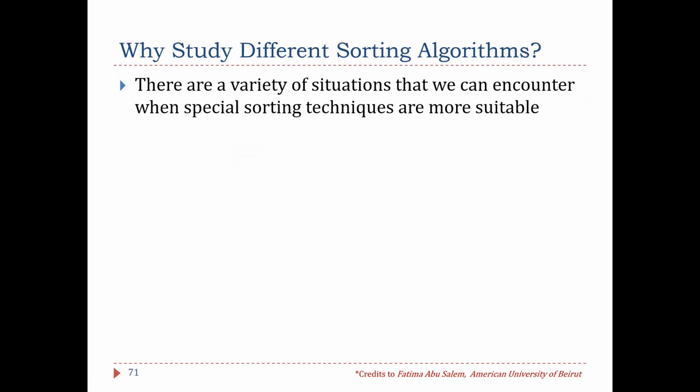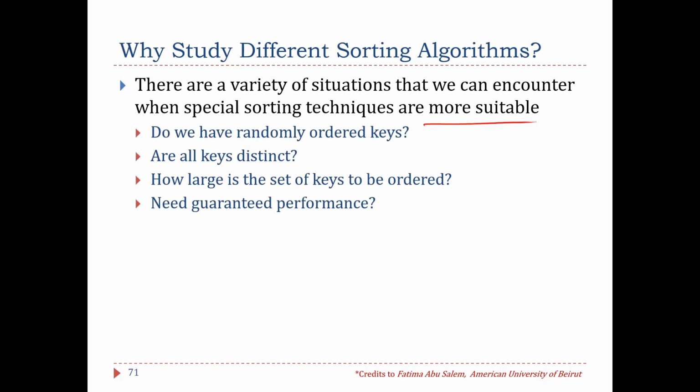Because there are a variety of situations that we may encounter when special sorting techniques are more suitable. More suitable means more efficient in terms of consumed memory space or consumed execution time. It means in terms of time or space complexity. So it depends whether the values that exist in the array are randomly ordered or maybe already pre-ordered and only one of them is out of order, so I need to put it back in its order.